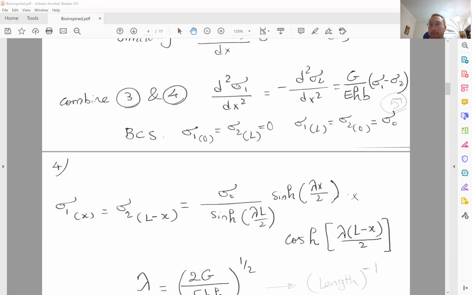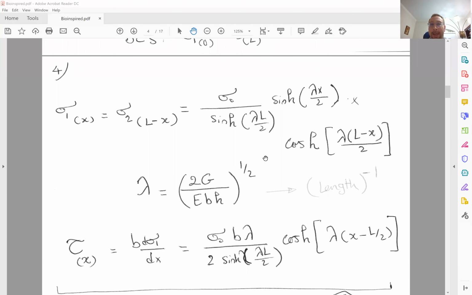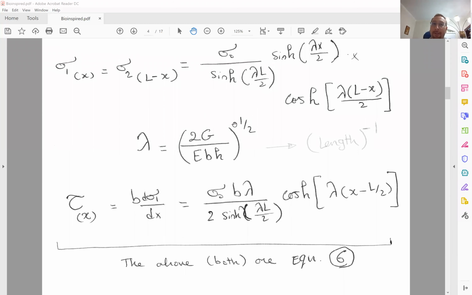So the derivative of sigma 1 is proportional to some positive times sigma 1. The derivative of sigma 2 is also proportional to some positive times sigma 2. Note, there's a minus sign here and minus sign there, right? So then it means the answer is sine hyperbolic and cosine hyperbolic. And these are all based on this length scale, 1 over lambda, which is 1 over length scale. So that our material has the performance of this material in the elastic regime has a clear characteristic length scale.